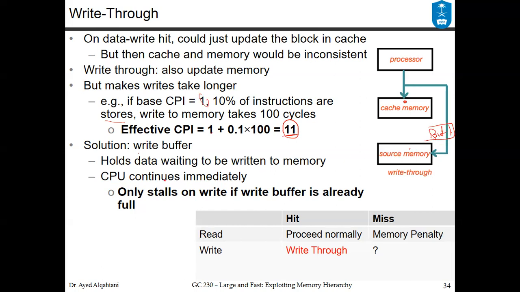So the CPU can continue immediately. Only the CPU will stall on write if the write buffer is full. And this is why you need to choose the buffer size wisely. So at this point, if you have a write and a hit, you need to do the write through.